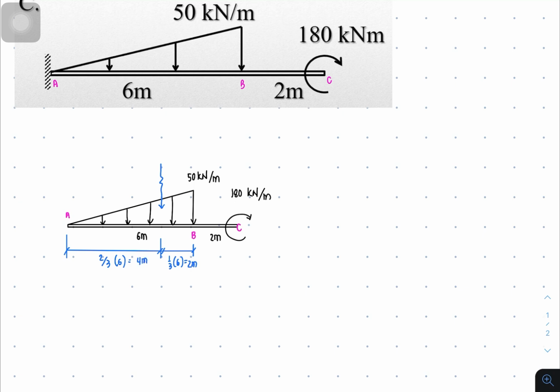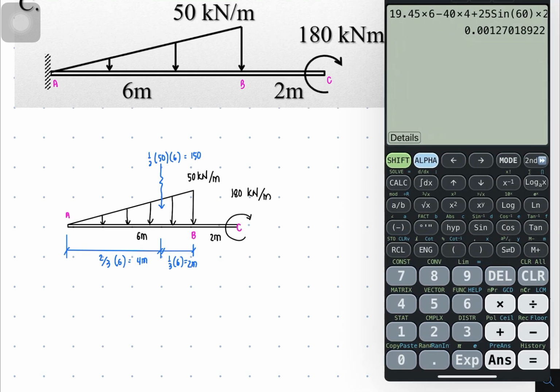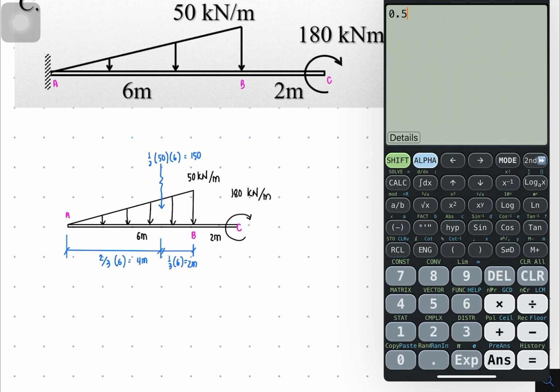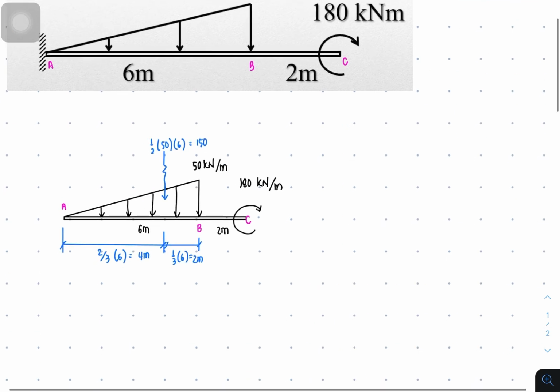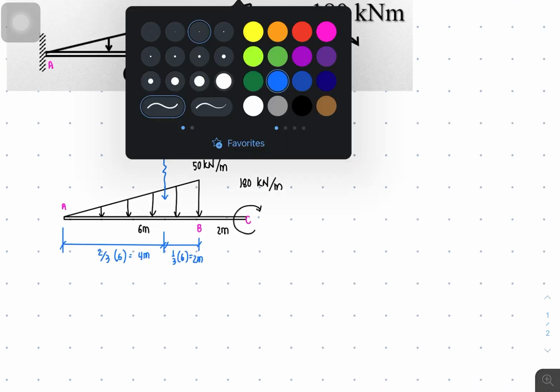So the resultant, by the way, is actually the same roughly as the area of a triangle, so that's 1/2 of 50 times 6. So this is 150. Is it 150? Let's get our calculator. So 0.5 is 1/2 times 50 times 6. Okay, that's 150.